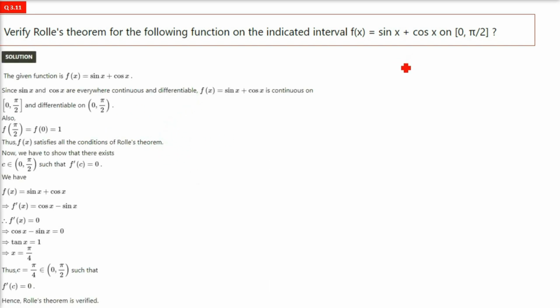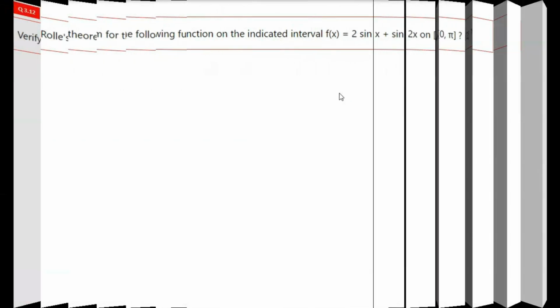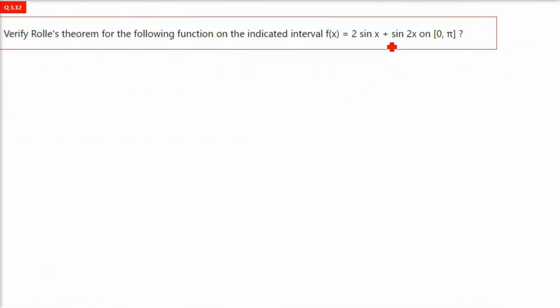Now the next question which is coming is exactly like this, only sin and cos have been changed and there is sin 2x. The procedure will remain the same for all these questions which we are attempting. So we have sin x, we have sin 2x, they both are sine functions. So they are already continuous and differentiable. Then you have to check for 0 and pi, they are going to give you the same value.